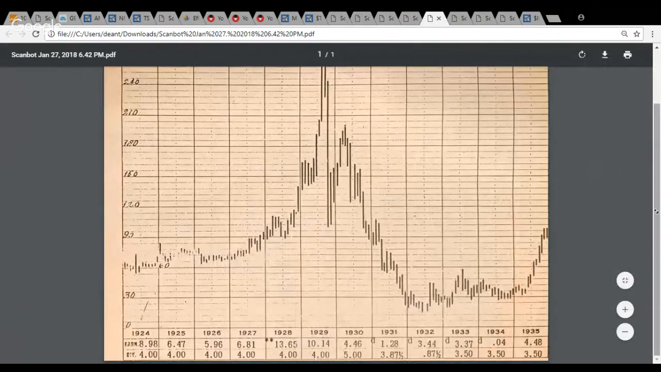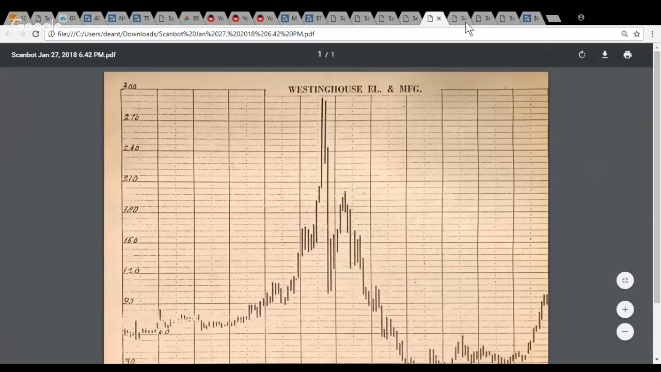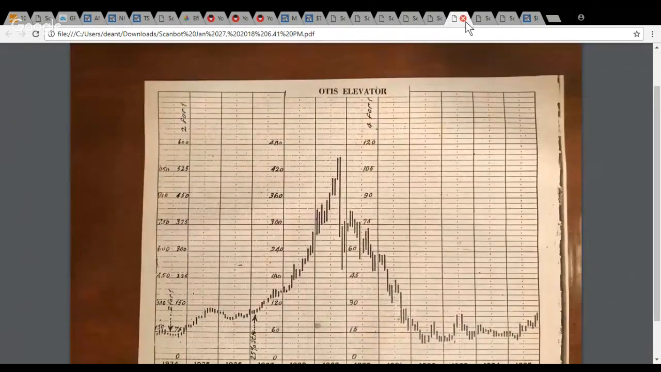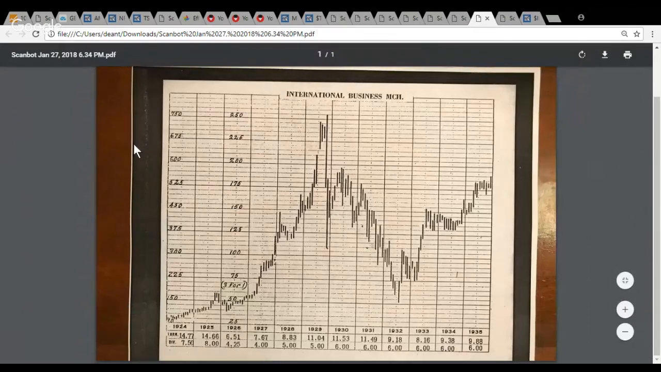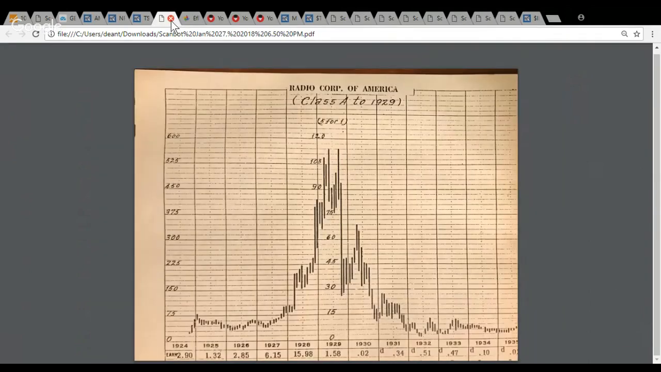This one, I believe, is Westinghouse Electric. This is Otis Elevator. This one's IBM. Okay, they're all fairly clean in my mind. So what's wrong with this one?